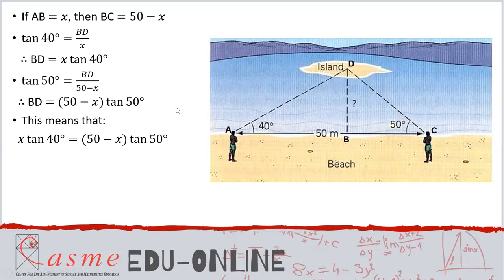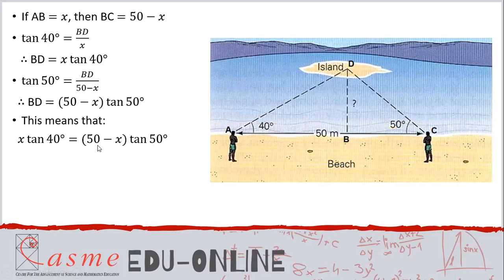So what it tells me is that X tan 40 degrees must be the same length as (50 minus X) multiplied by tan 50 degrees. It's using the fact that if A is equal to B, and at the same time A is equal to C, therefore B is equal to C. So now I've got X tan 40 degrees is equal to (50 minus X) multiplied by tan 50 degrees. Now your knowledge of algebra.